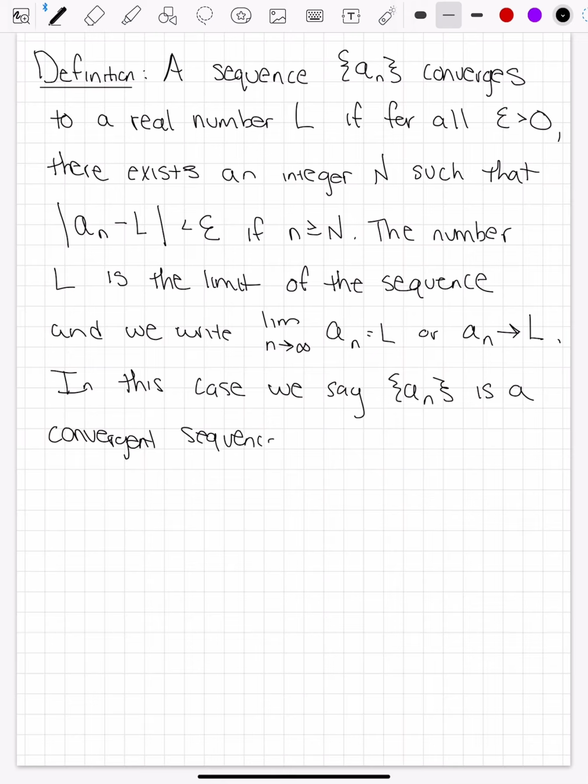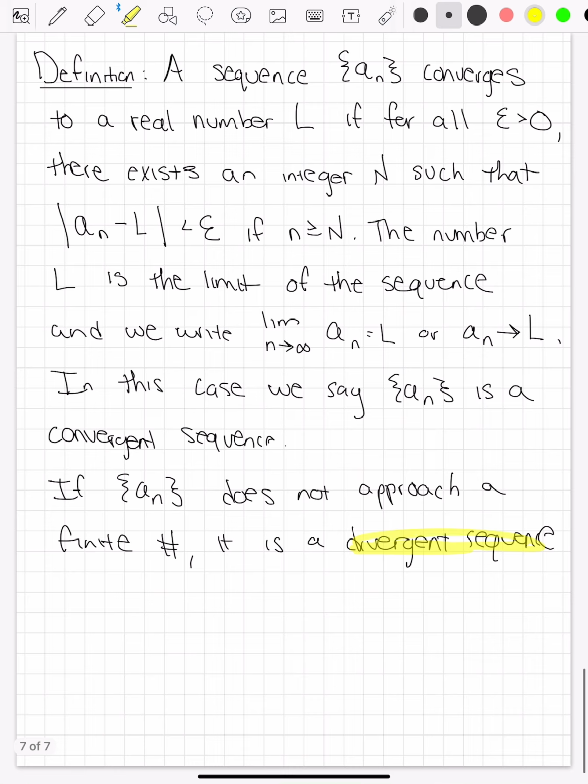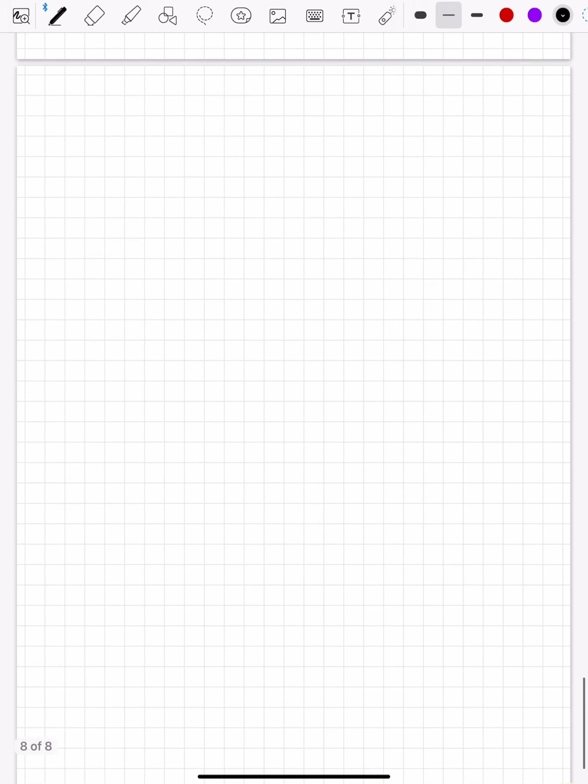And then again, if the sequence does not approach a finite number, then we say that it is a divergent sequence. Okay. And let's do an example to hopefully pull this all together. So let's look at this example here.